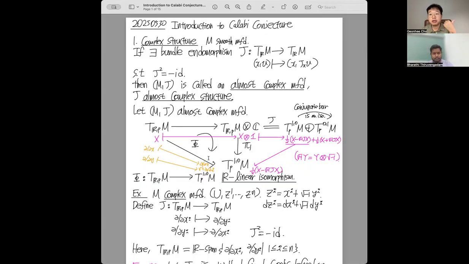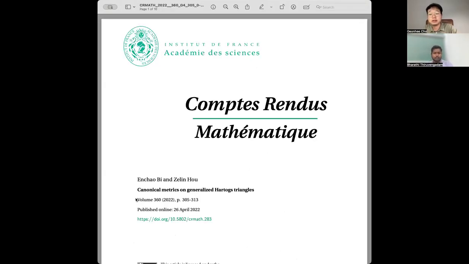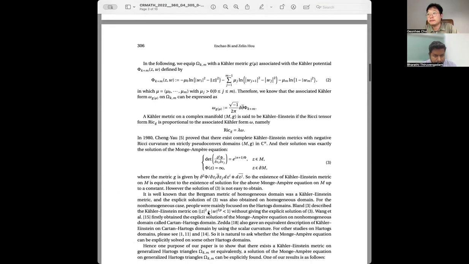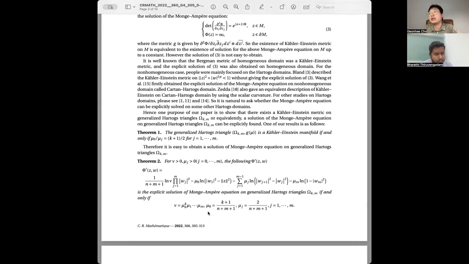We're aiming to understand the Hartogs triangle paper. If you look at this paper, I'd like to interchange two references today. This is the setting of the Hartogs triangle with some generalization. I briefly went over the first two results, because this is the part I'd like to care about, and it is also the explicit formula of the Kähler-Einstein metric.